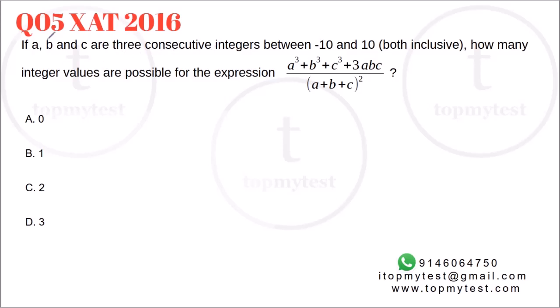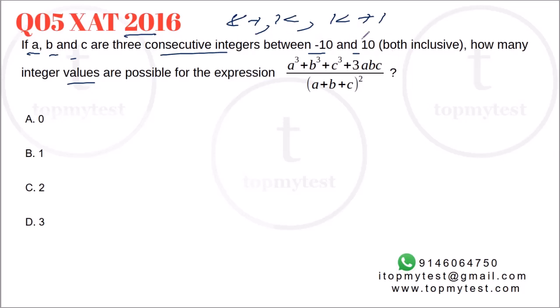And the last one, this is from XAT 2016. Again, not very difficult and no special techniques required. A, B, C are 3 consecutive integers between minus 10 and 10, both inclusive. How many integer values are possible for this expression? Now we'll substitute one of them, the lowest as k minus 1, the middle value as k, the highest value as k plus 1. That will make our life easier.